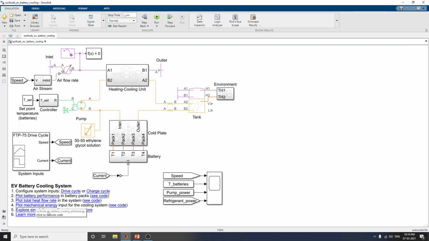Here the simulation result, by using this EV battery cooling system model, you can configure the system inputs, drive cycles or charge cycles. Also you can plot the battery performance in the battery packs, plot the heat flow rate in the system, plot mechanical energy input for the cooling system. All things are available via Simscape Result Explorer.